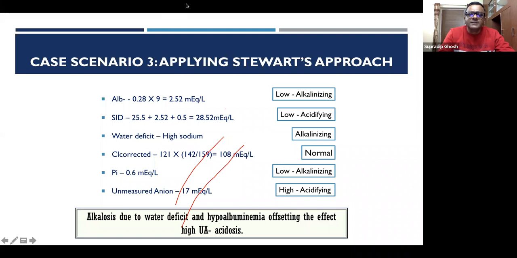Okay, students. Yes, Santosh. Metabolic alkalosis is low water, and metabolic acidosis is high water. Yeah, water excess.